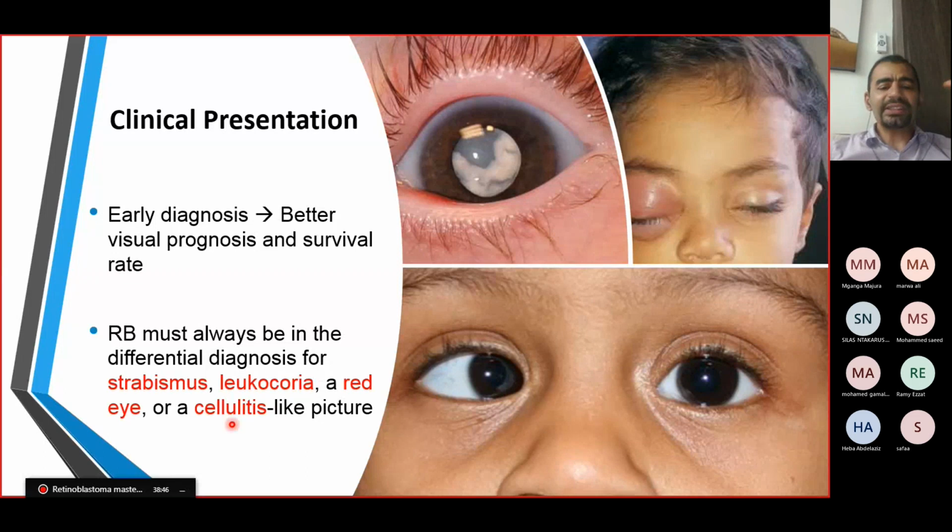Okay. In advanced cases, we may have a picture like this. So again, orbital cellulitis in children, especially if there are no signs of active acute inflammation, if there's no redness and hotness and loss of appetite and this kind of thing, always think that this may be retinoblastoma. You should take that into consideration. Okay.